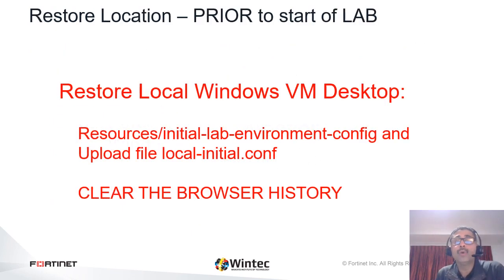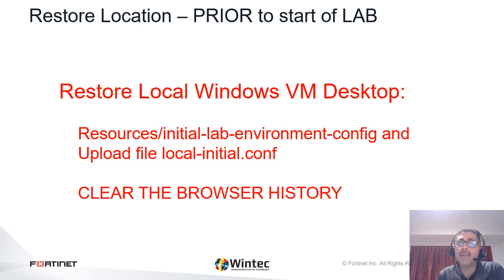Now, for those who are using the virtual system or even those who are using their home PCs, a couple of recommendations. It's essential that prior to starting the lab that you restore the original file of the local FortiGate firewall from the folder on your local Windows virtual machine desktop. The files are located at resources, initial lab environment config, and upload the file called the local initial.conf config file. Now this file will reset all firewall conditions and you will not have a problem in the network if you configure the details as per instructions.